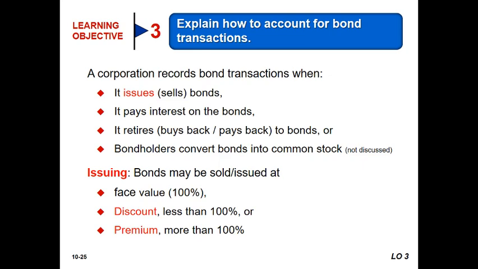So your bonds can be issued at face value. That's 100%. That means that it has a face value of 1,000. It sells at 1,000. It can be issued at discount, which is less than 100%. Remember, several slides back we talked about 98%. Or it can be issued at a premium, which is more than 100%. That was when I said at 103%.